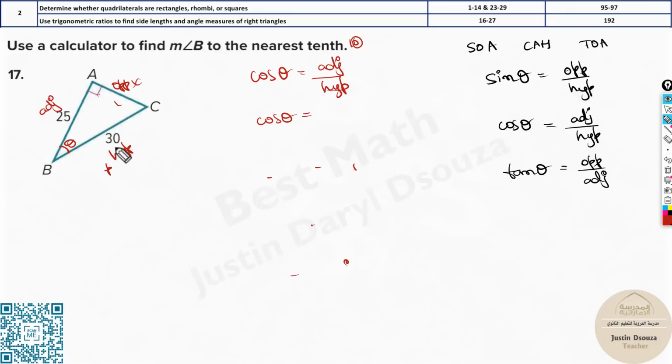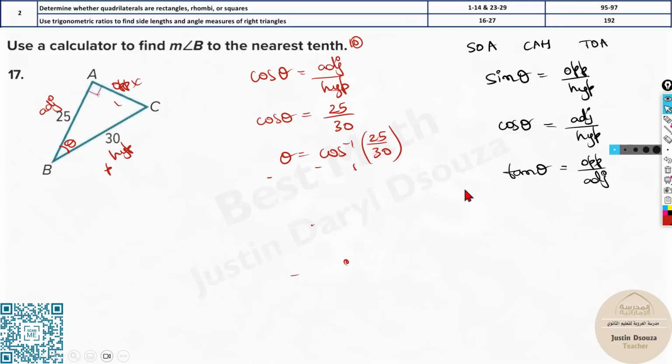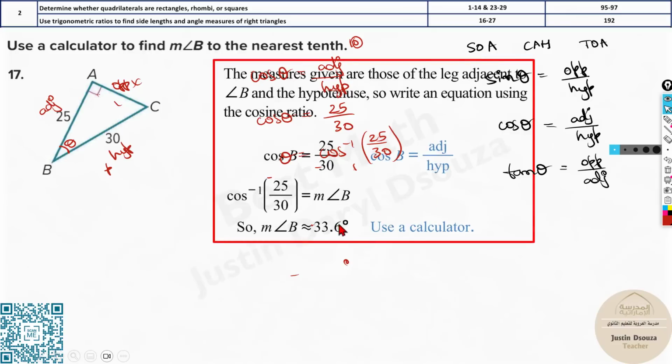Now we'll write cosine theta is equal to, substitute, adjacent is 25 divided by 30. So don't write cosine again. Let's just write theta is equal to cosine inverse of 25 divided by 30. Just put it in the calculator and you'll get the answer. To get cosine inverse, you have to press shift and cos. 25 divided by 30. Just close a bracket here. And then the answer is 33.55. Nearest tenth would be 33.6. So you can see the answer is 33.6.